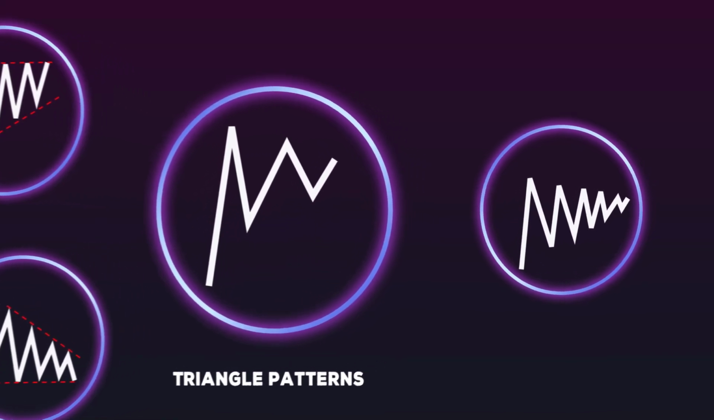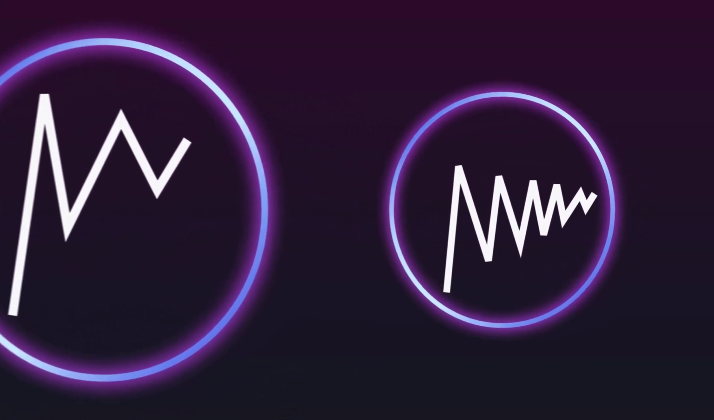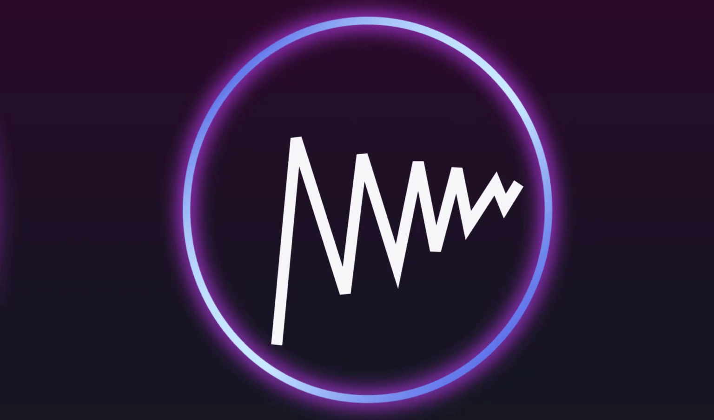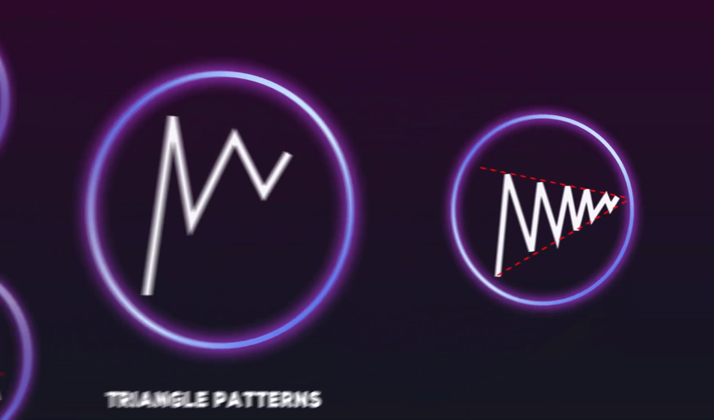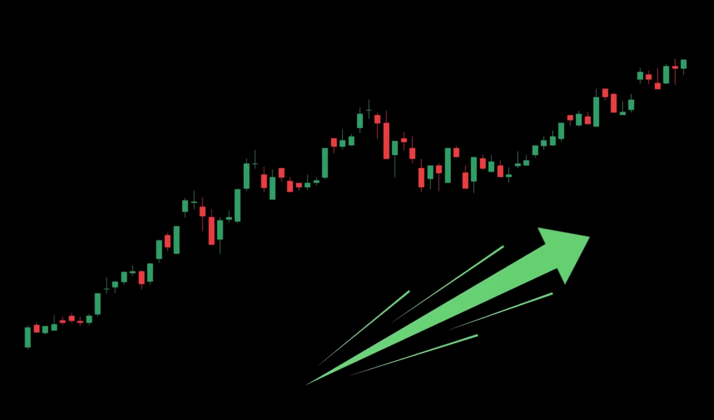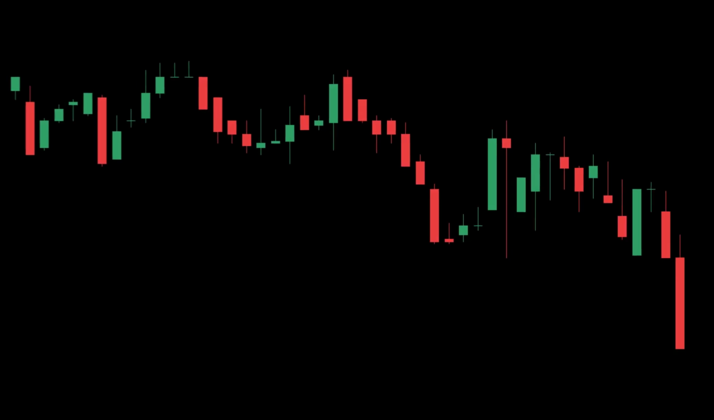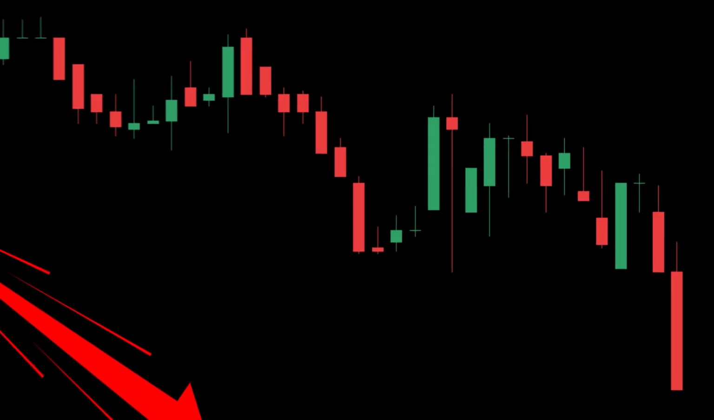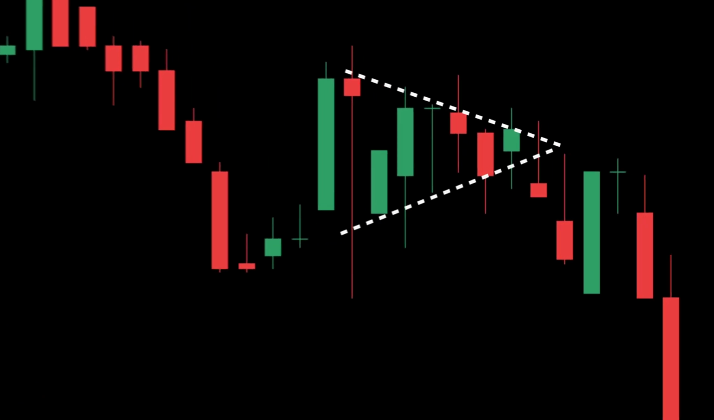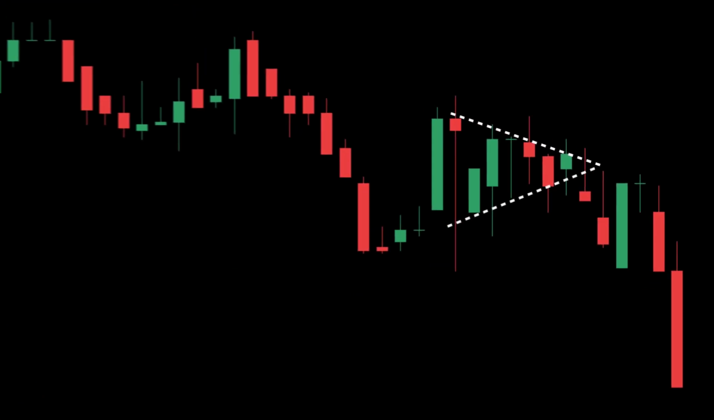Let's continue with the symmetrical triangle. This pattern is formed when the price creates a descending trend line above with lower highs and an ascending trend line below with higher lows. In a bullish market, the price rallies strongly before forming a symmetrical triangle. In a bearish market, after a sharp decline, the price may also consolidate into a symmetrical triangle.